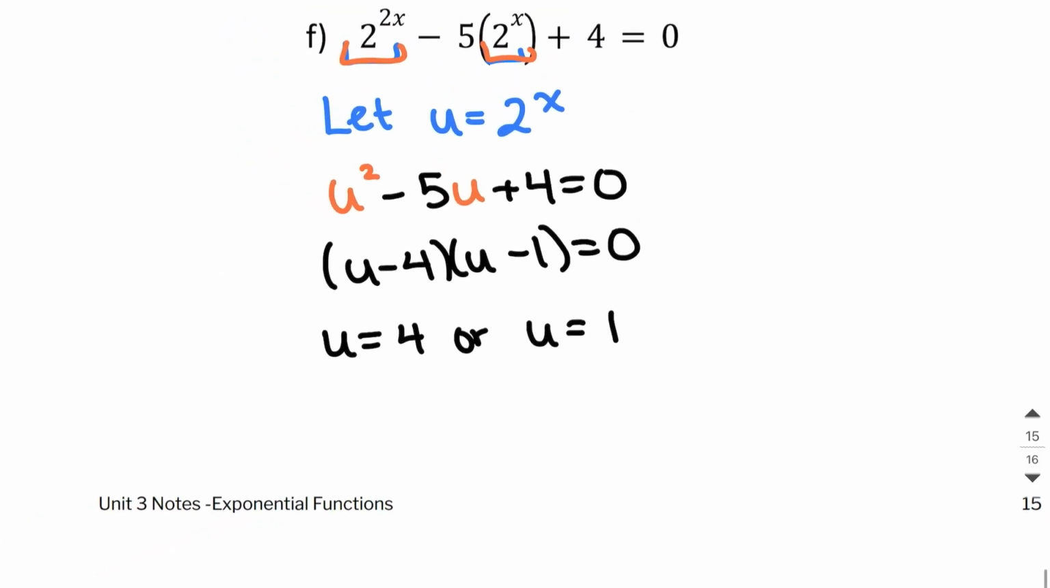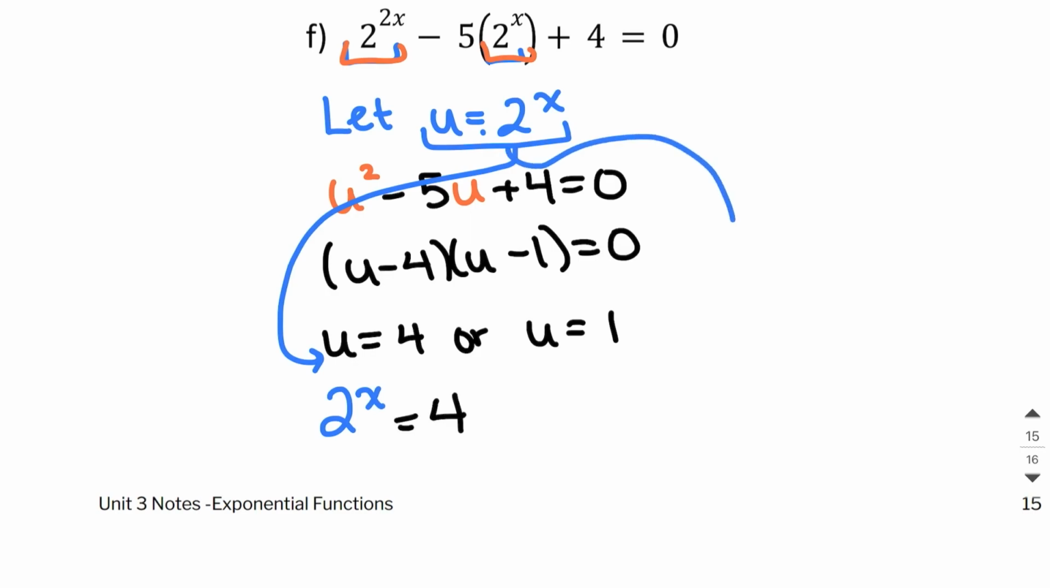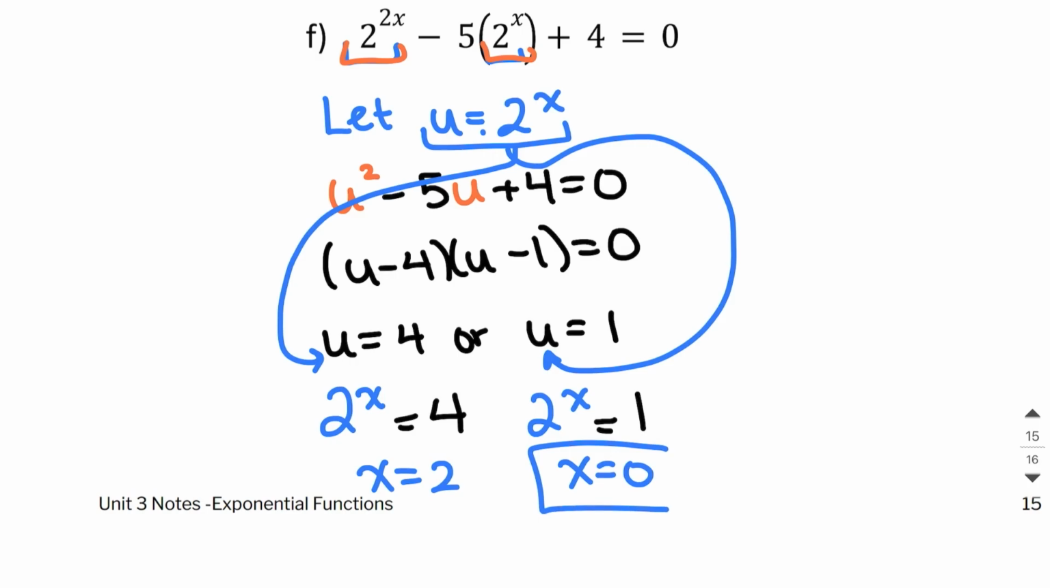But I don't want to know what u is. I want to know what x is. So now I have to take what u is and sub it in. So this is going to go in here as 2 to the power of x equals 4. And it's also going to go in right here as 2 to the power of x equals 1. So then this right here would have to be 2, and this would have to be 0.